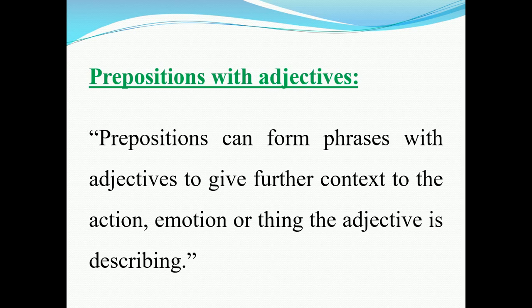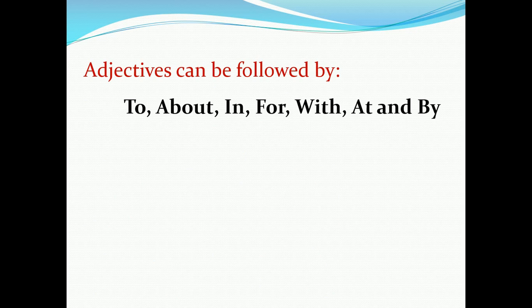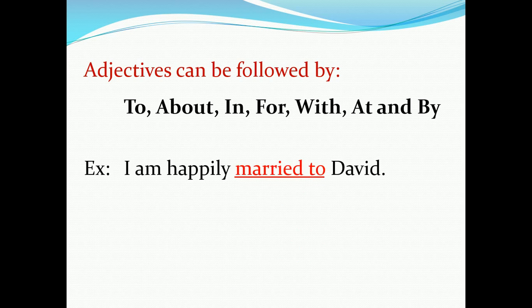Let's see some examples, and along with the examples, I think you will get a better idea about it. Before we move to the examples, here we can see certain words which can follow adjectives: to, about, in, for, with, at, and finally by. These are the words. 1, 2, 3, 4, 5, 6, 7 prepositions can be followed by adjectives. Let's see a few examples.